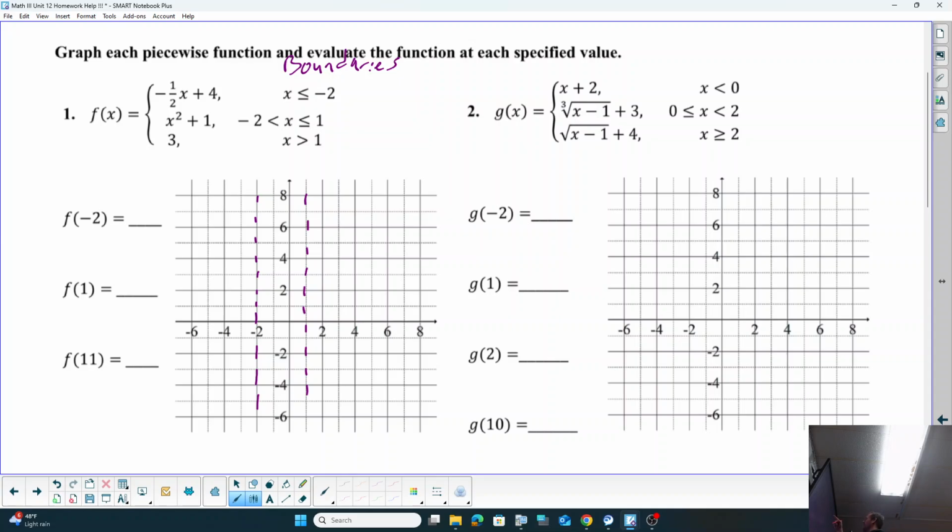Okay, so it says all numbers. X just means what? X means all numbers. So all numbers less than or equal to -2. So that's going to be a closed hole, right? Because it's less than or equal to. Less than or equal to means a closed hole. Greater than, not equal to, means an open hole.